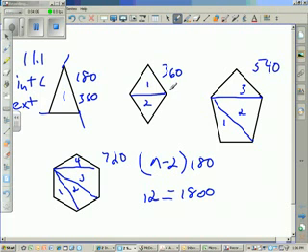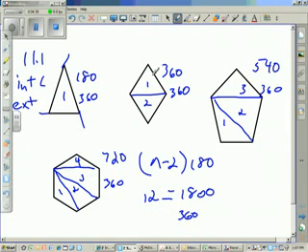In a four-sided figure, the exterior angle sum is 360. In a five-sided figure, the exterior angle sum is 360. In a six-sided figure, the exterior angle sum is 360. In a 12-sided figure, the exterior angle sum would be 360. In a million-sided figure, the exterior angle sum would be 360. It's always 360.